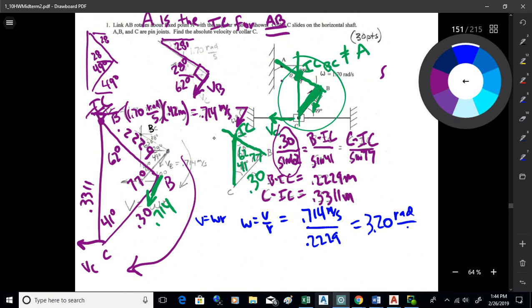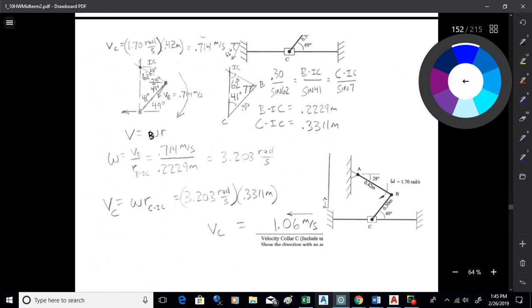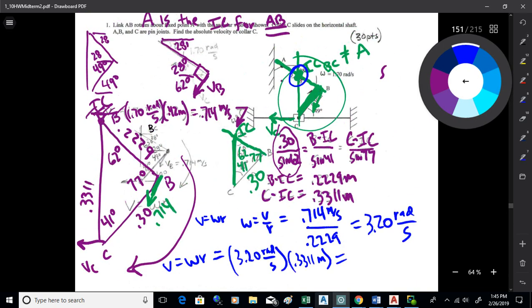So at this instant, linkage BC is rotating clockwise at 3.20 radians per second about the instantaneous center. That's what it's doing right now. And if I know that, I can find V equals omega R, because now I know what omega is. At this instant, the whole thing is rotating at 3.20 radians per second, and point C is 0.3311 meters from the instantaneous center. I can just run that and get the velocity. It's 1.06.